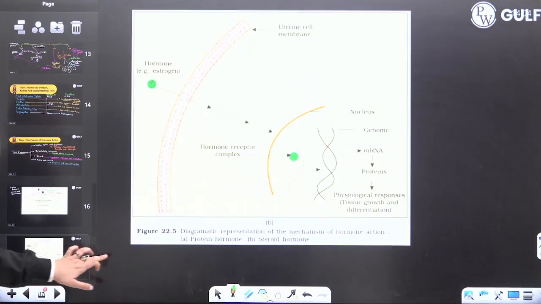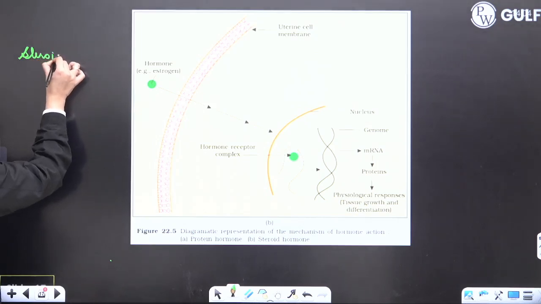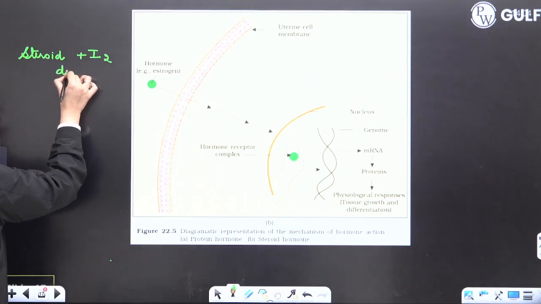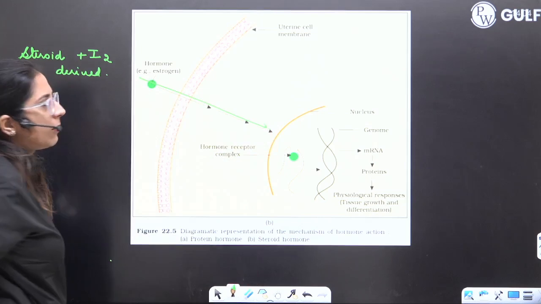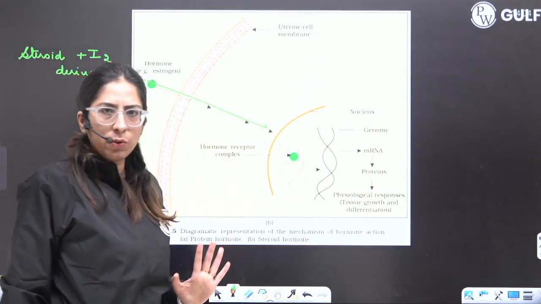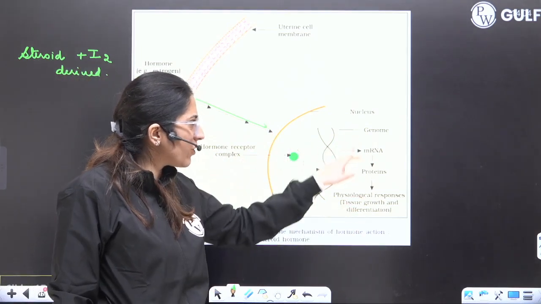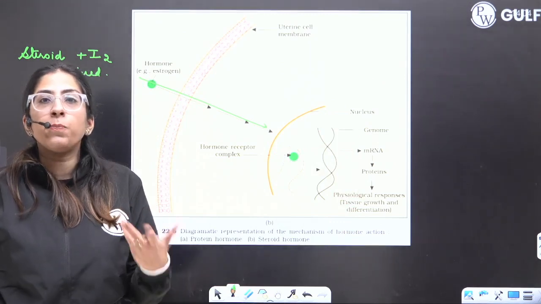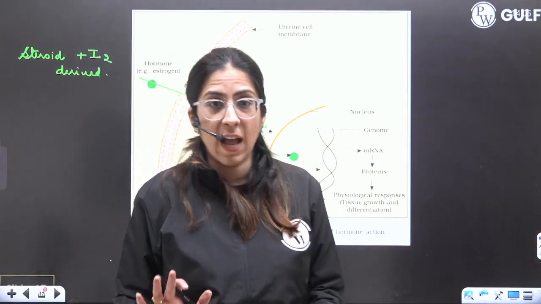If I talk about the second type of hormone, such as your steroid hormone plus iodine derived hormone, they go directly inside the cell. They go directly inside the nucleus, and in the nucleus they bind to some receptor and cause a corresponding change in the DNA, right? So that the DNA response can be modulated. These are the two ways by which these hormones act.